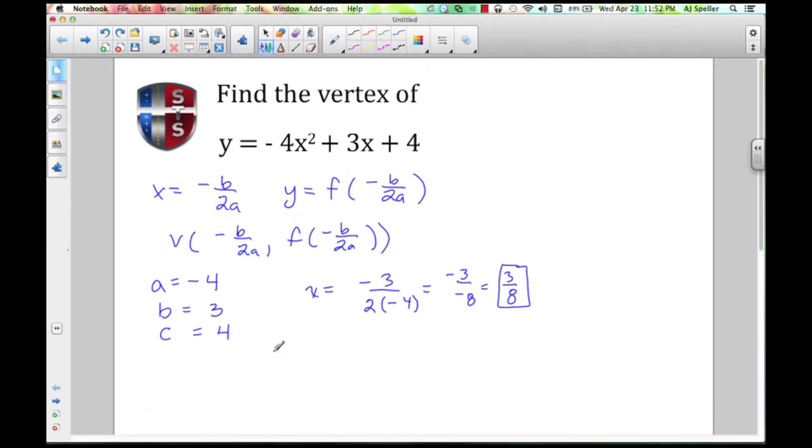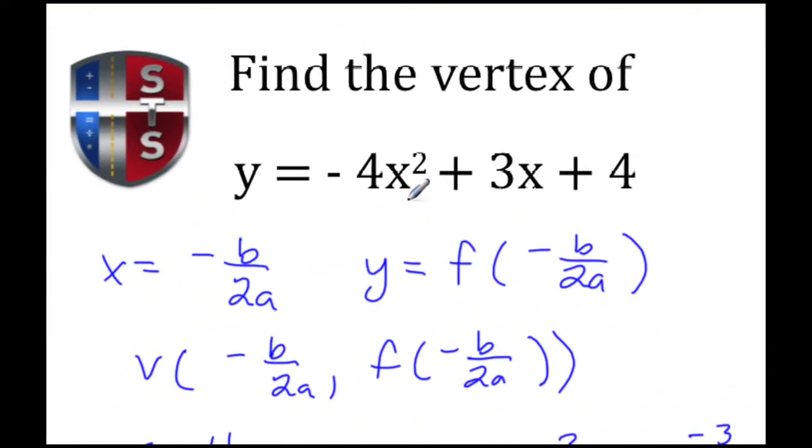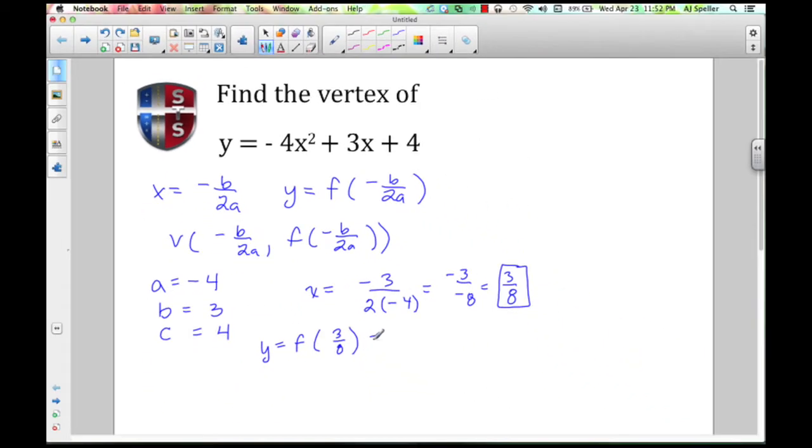Now to find the y value. Again, the y value is nothing more than just f of 3/8, where I'm going to take function f, and everywhere I see an x, I'm going to input the value of 3/8. So I end up with negative 4 times 3/8 to the second, plus 3 times 3/8, plus 4.